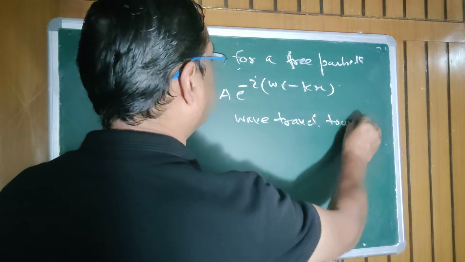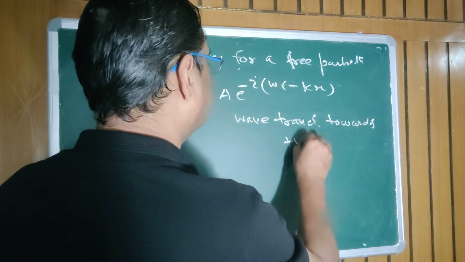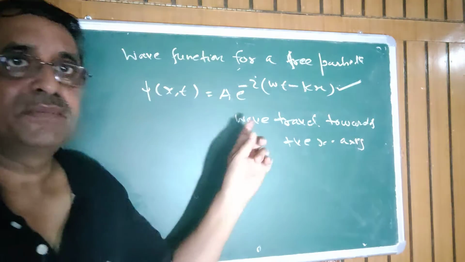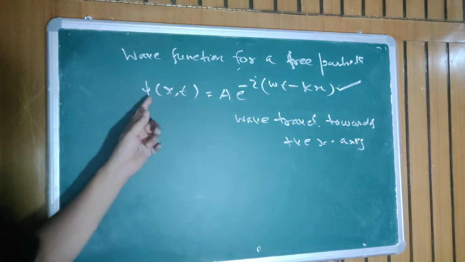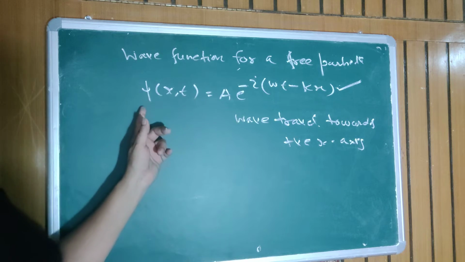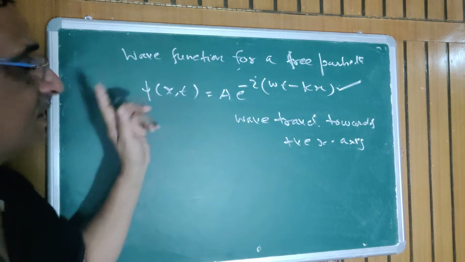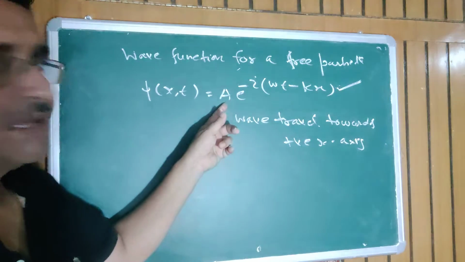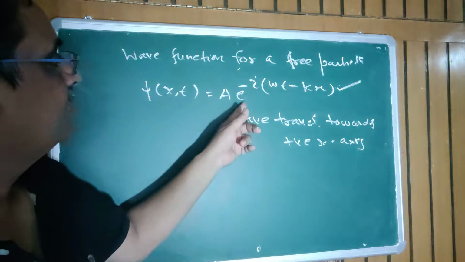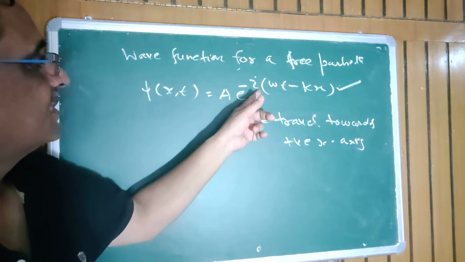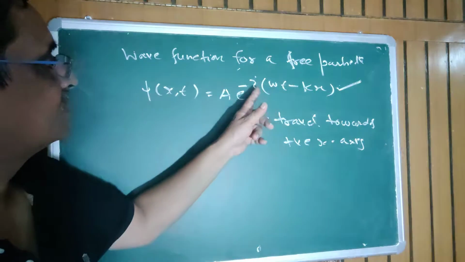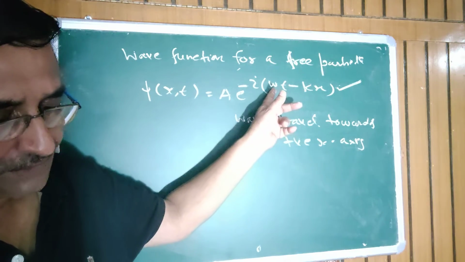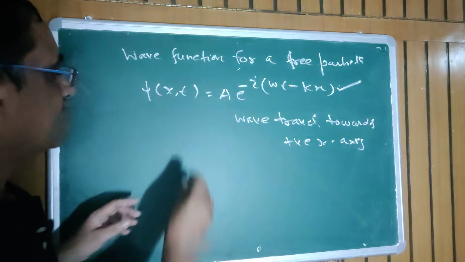Traveling towards the positive x-axis. Remember, you have to remember this equation always: if it is written psi(x,t), psi is a wave function, and it is characterized by a wave which is moving towards the positive x direction. So psi(x,t) is equal to A, a constant here, e raised to the power minus iota (omega t minus kx). So what is omega? Omega is the angular velocity.